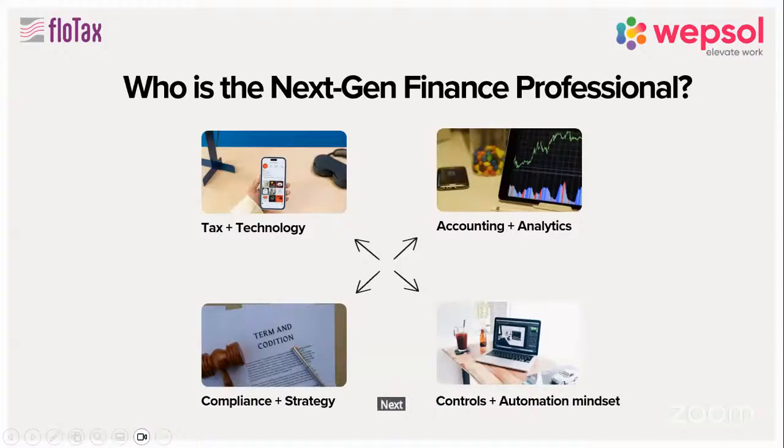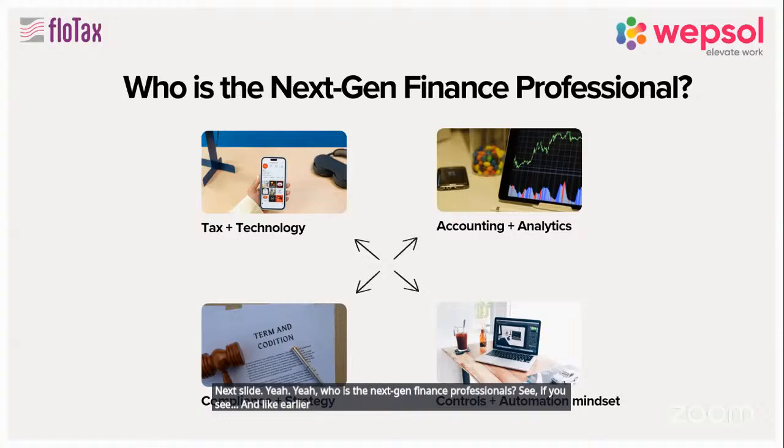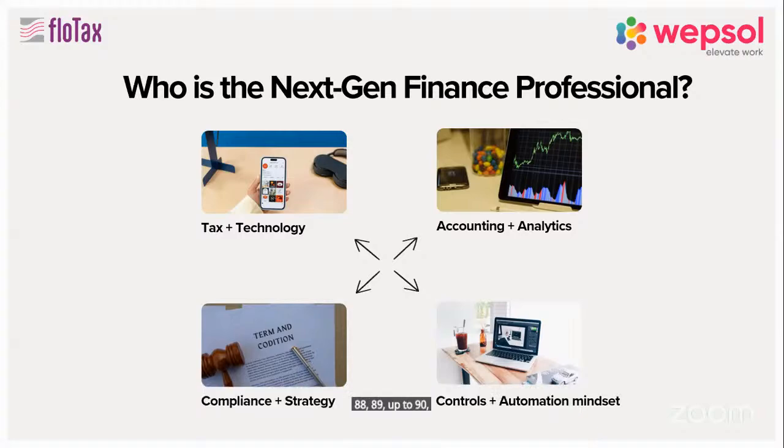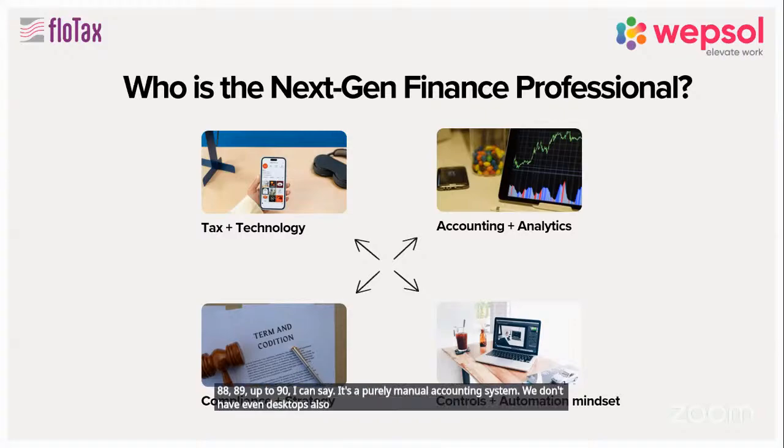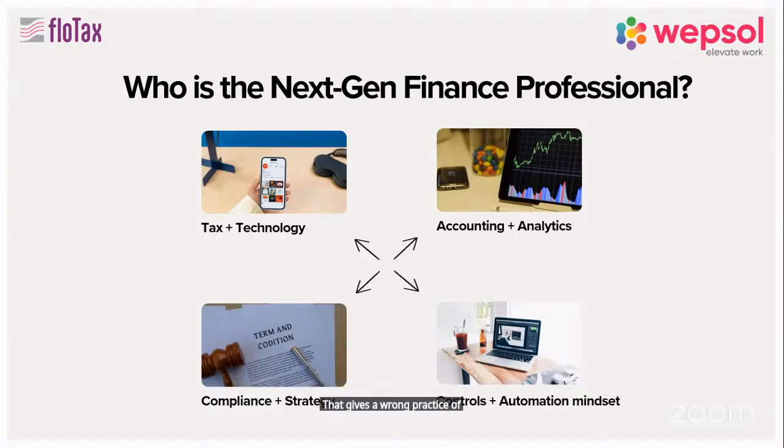Next slide. Who are the next gen finance professionals? See, unlike earlier, a commerce graduate or a postgraduate or an MBA, MCom, or even CA people can come into finance and start working without even technology. There were days, up to 1979 or 1980, 88, 89, up to 90, when it was a purely manual accounting system. We didn't even have desktops, except a calculator. That gives a wrong practice of delayed reporting, not reconciling on time, because it's manual.